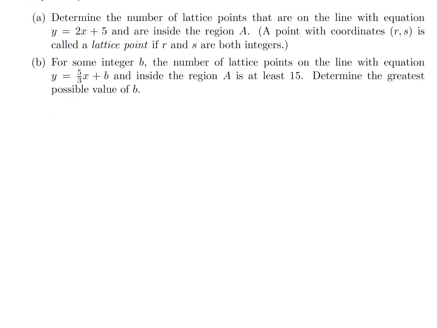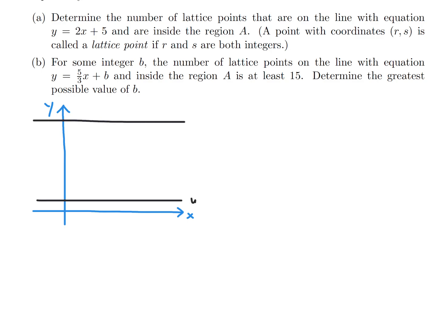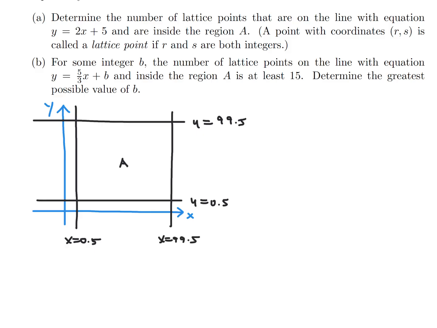Okay, so we're going to need some space here, so let's move this up. Let's draw x-axis, y-axis. And then we have these lines. So we've got this guy and this guy. This certainly is not drawn to scale, but you get the point. y equals 0.5 and y equals 99.5. And then you've got the ones on the x-axis, x equals 0.5 and x equals 99.5. So what's inside those black lines is region A. And then we have this equation 2x plus 5 that's going to run through.